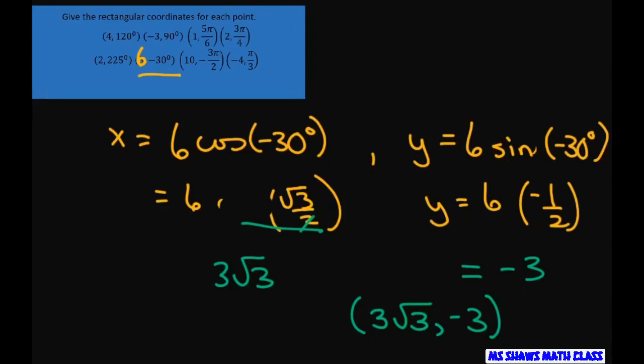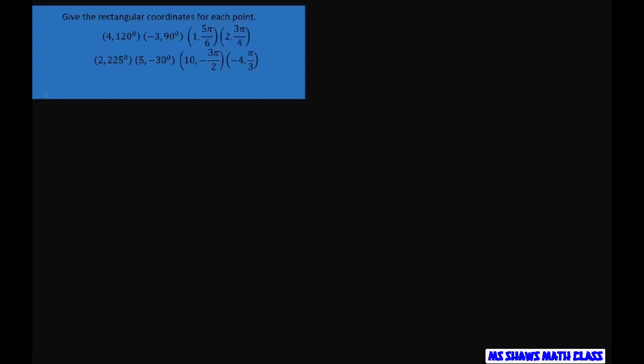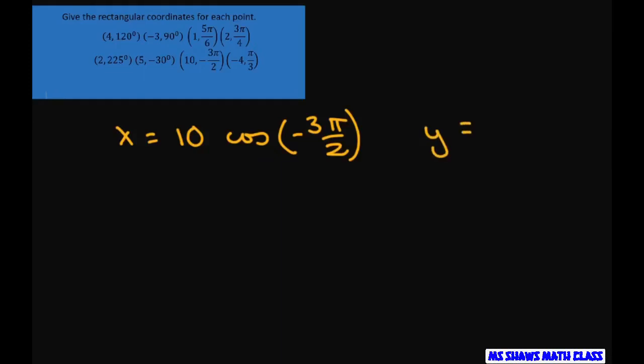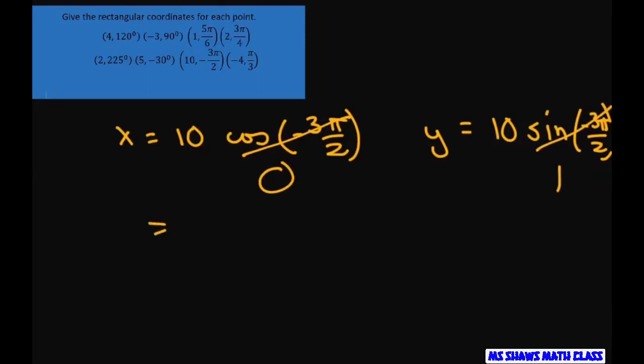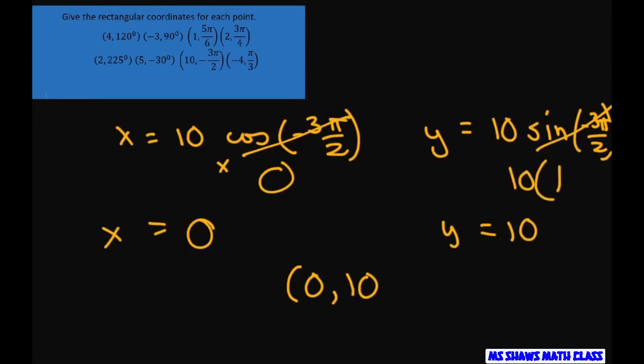All right. And the next one, we have x equals 10 cosine of negative 3 pi divided by 2, and y equals 10 times sine of negative 3 pi divided by 2. Well, this equals 0 and this equals 1. So 10 times 0 is just 0. 10 times 1 is just 10. So your ordered pair is 0, 10.